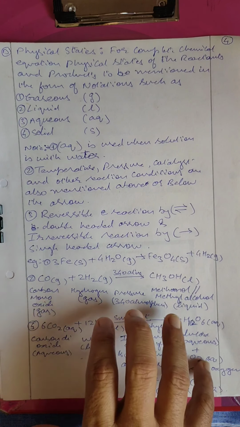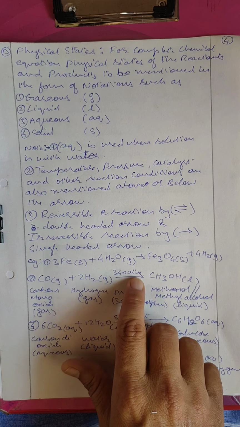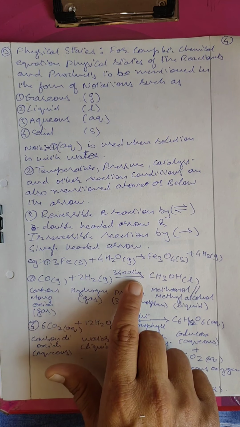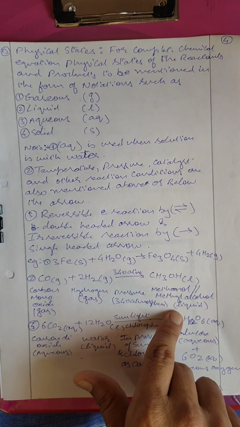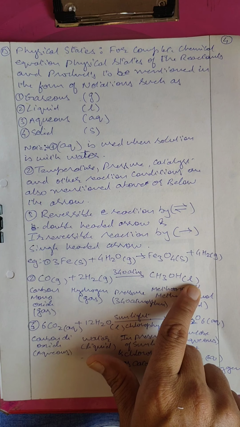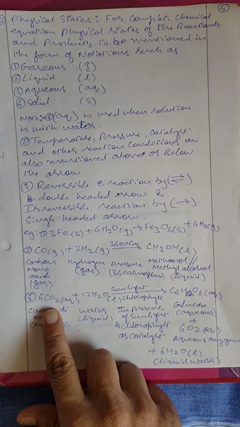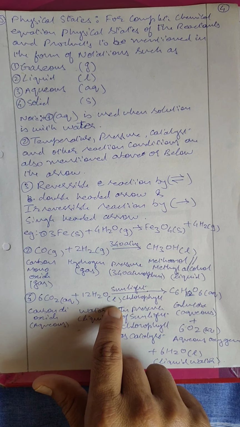Just understand the reaction. Here they have mentioned the condition. What is the condition? 340 atmosphere. That means carbon monoxide plus hydrogen combines in the presence of pressure 340 atmosphere to give methanol or methyl alcohol. Again, it is in a liquid form. Both these are gas. One more, 6 carbon dioxide aqueous. Aqueous means along with water, plus water liquid.